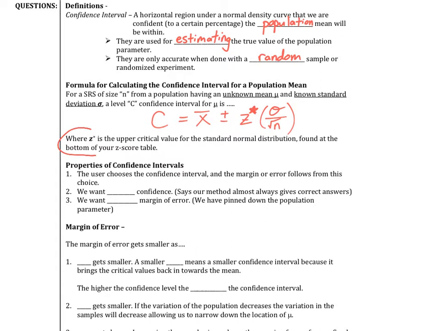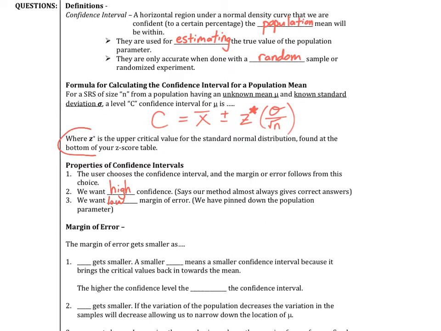So, properties of confidence intervals. The user chooses the confidence interval and the margin of error follows from this choice. We want a high confidence. The higher the confidence, the better. And we want a low margin of error. High confidence says that our method almost always gives correct answers, and a low margin of error shows that we have pinned down the population parameter. So it's low margin of error and a very high confidence.